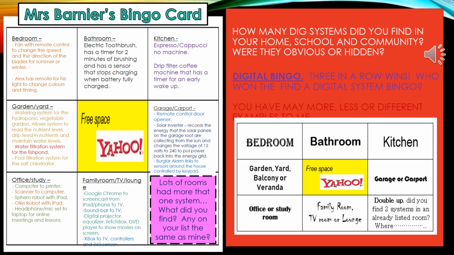The digital bingo. I played against Mr. Barnier, and I think we were pretty much even. I was way ahead to start with. How many digital systems did you find in your home or school or in your community? Were they obvious or were they hidden? We found that the more we discussed them, the more we found. And at this stage, I would say we found the most in my home office, but that might be because that's also where I'm storing my robots at the moment. So who won? Who got 3 in a row first?